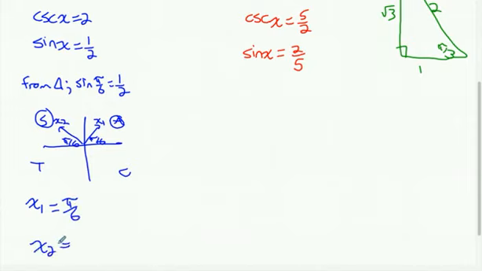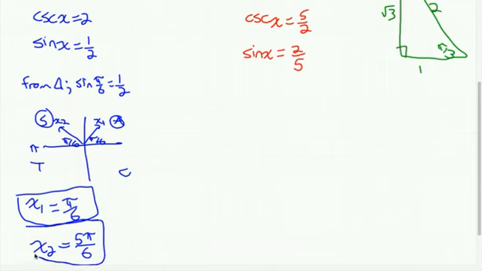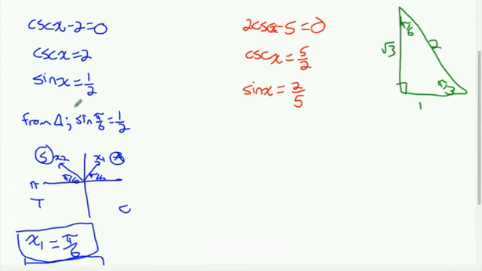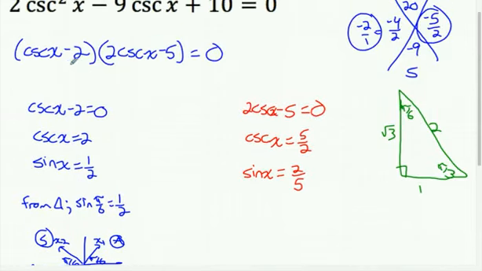x2, well, we fell pi over 6 short of pi. Pi is 6 pi over 6. So 6 pi over 6 minus 1 pi over 6 would take us to this terminal arm, which is 5 pi over 6. So I have two answers for x so far. Those are the two answers that would make this factor be 0, which would make the product be 0. Now let's look at what answers would make this factor be 0.